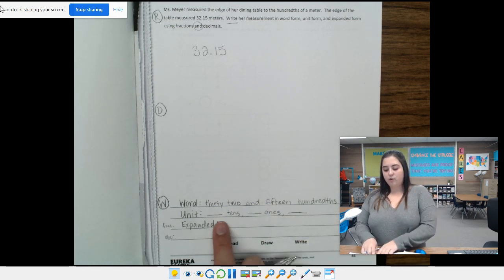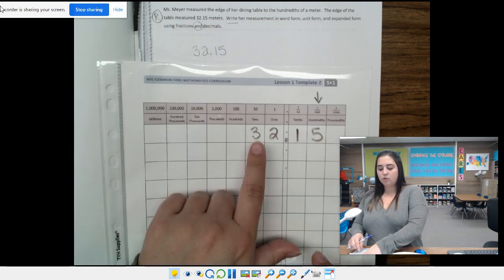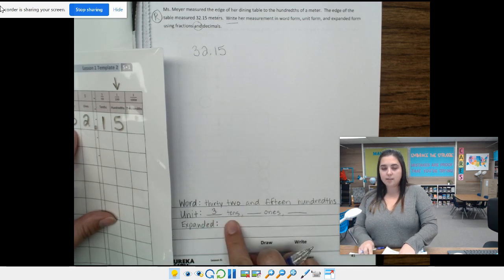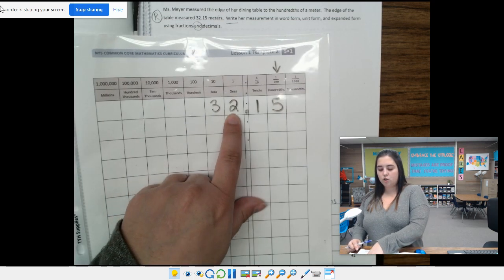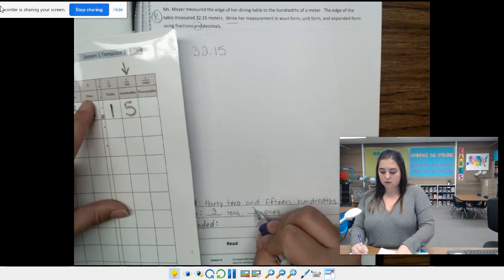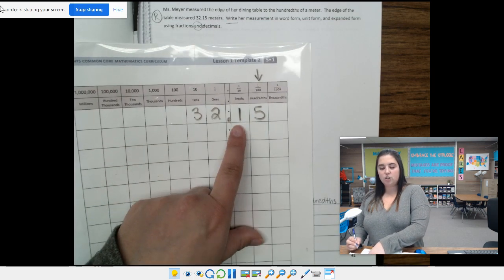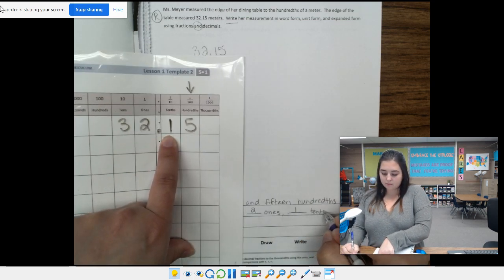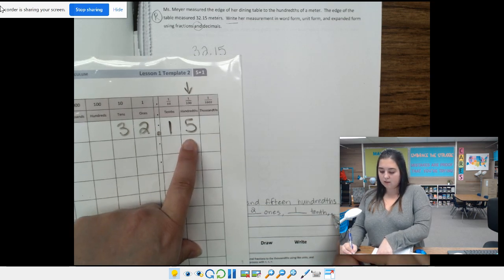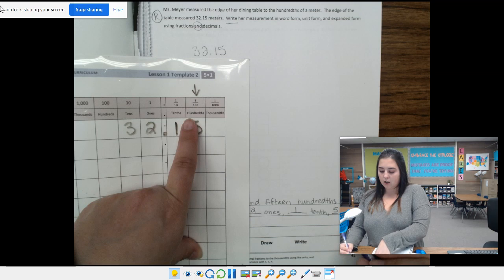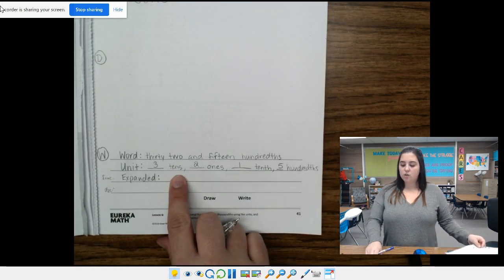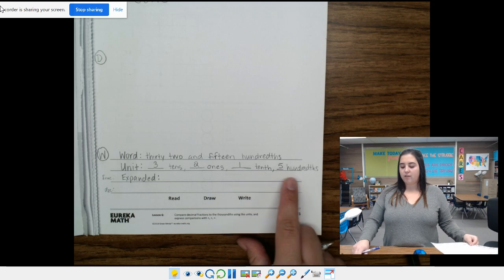All right, I got you started on the unit form. Looking here, I already told you you have some tens. How many? 3 tens, 2 ones. What's my next digit? 1 tenth and 5 hundredths. There we go. So I have 3 tens, 2 ones, 1 tenth, and 5 hundredths.